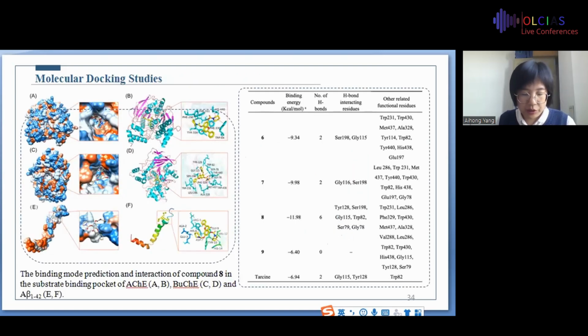And then in order to further explore the possible inhibition mechanism of the most promising compound 8 for ACHE, BOCHE, and A-beta, molecular docking simulations were carried out. The results of molecular docking also speculated that the compounds had a certain inhibitory effect on ACHE, BOCHE, and A-beta.